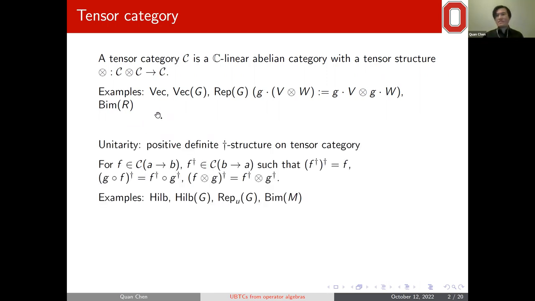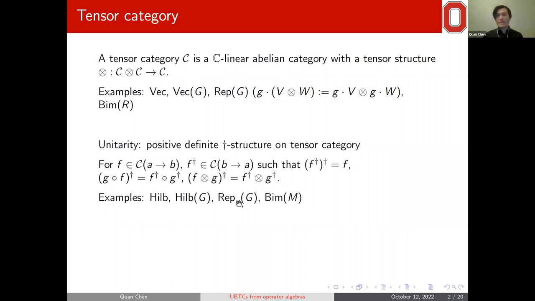Since I'm an operator algebraist, I care about unitarity, which means you have a positive definite dagger structure on the tensor category. Literally, the dagger structure is on the hom spaces. If you have a morphism f from A to B, then f dagger is from B to A, such that if you do dagger twice, it will be itself. And then the dagger plays nicely with the composition and the tensor product. Namely, (g compose f) dagger equals f dagger compose g dagger. And also (f tensor g) dagger equals f dagger tensor g dagger.